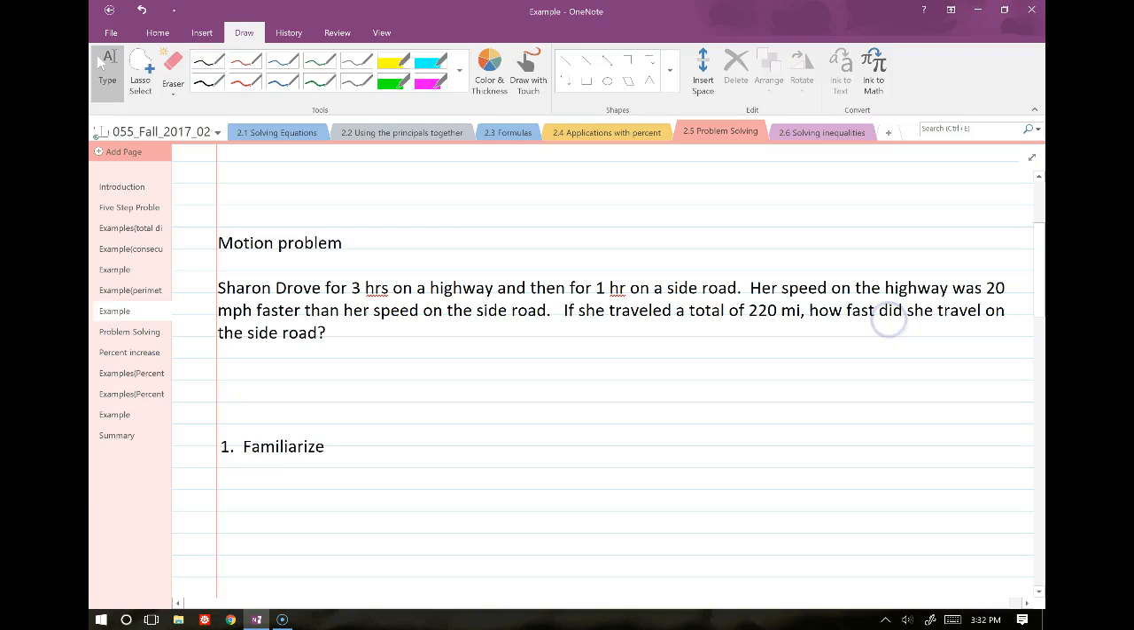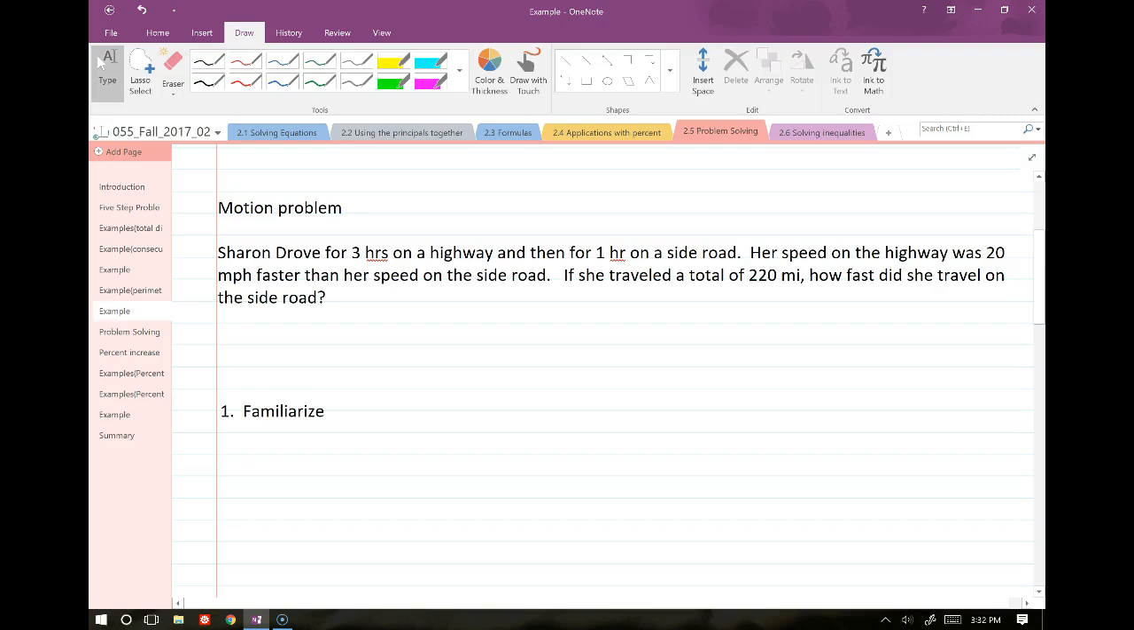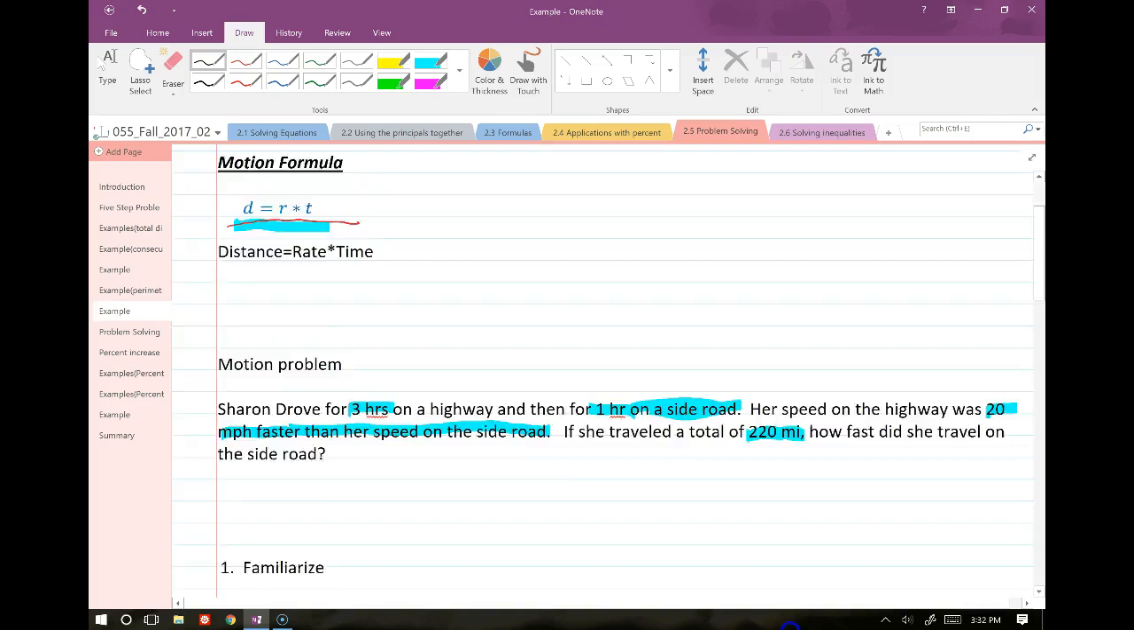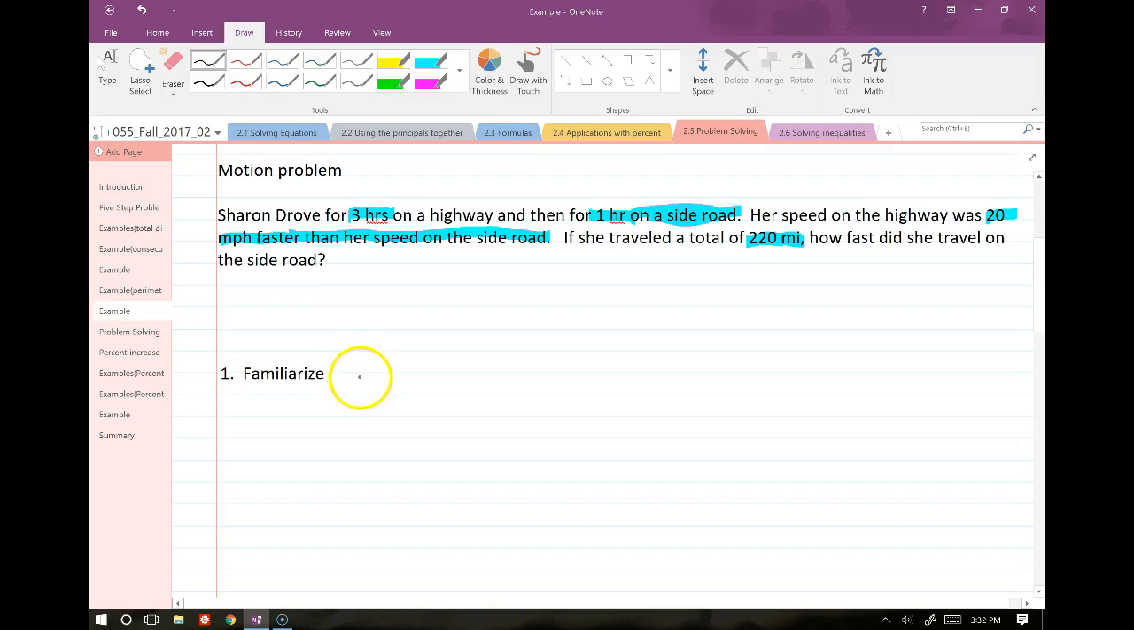Sharon drove for 3 hours on a highway and then for 1 hour on a side road. Let's highlight these: 3 hours and 1 hour on a side road. Her speed on the highway was 20 miles per hour faster than her speed on the side road. If she traveled a total of 220 miles, how fast did she travel on the side road? First things first, let's familiarize ourselves with this. We just went over the motion formula, so that's a good indicator that's what we're going to use: motion, D equals R times T.